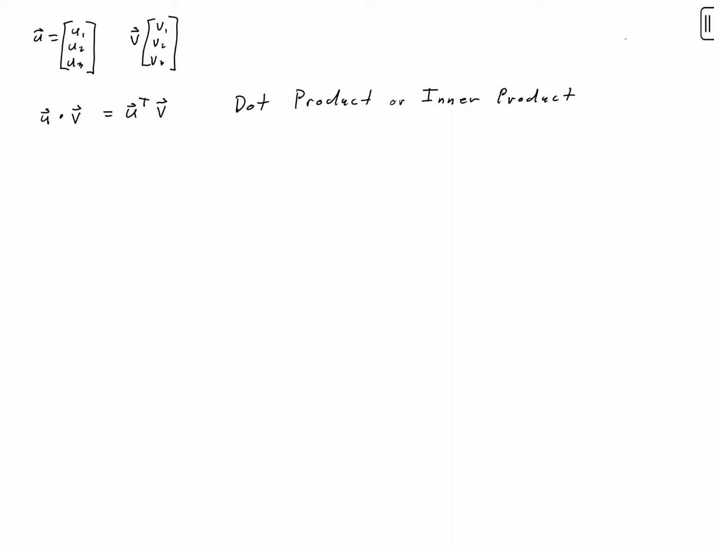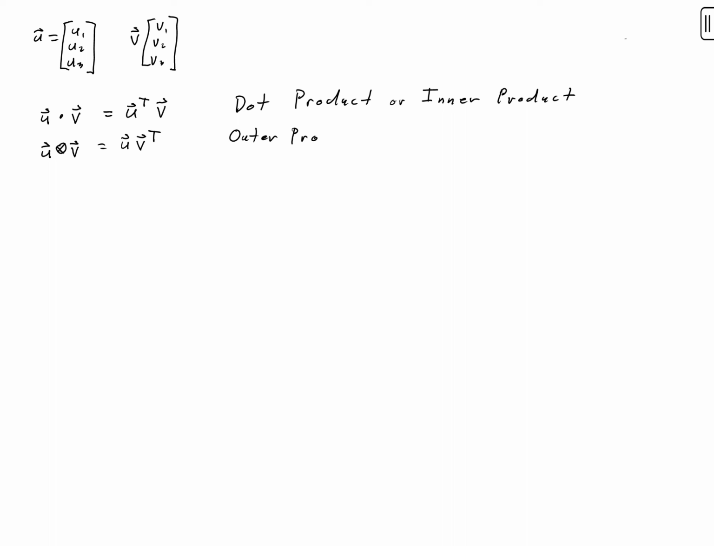I could also move the transpose to where it's outside. So I could say u multiplied by v is equal to u v transpose, and this would also make it a legally defined product. This is called an outer product.